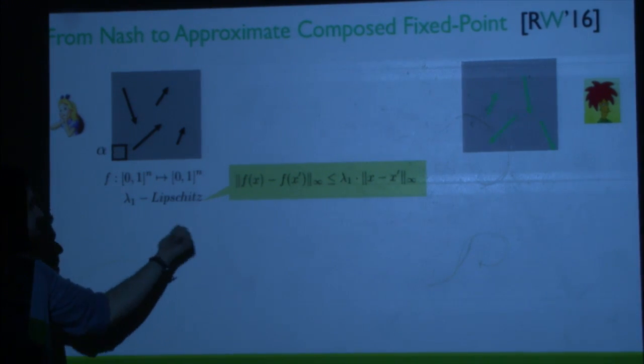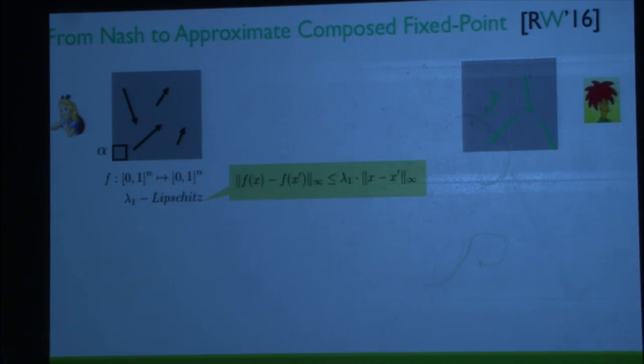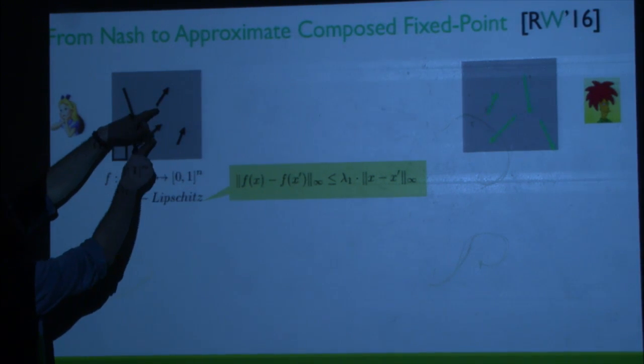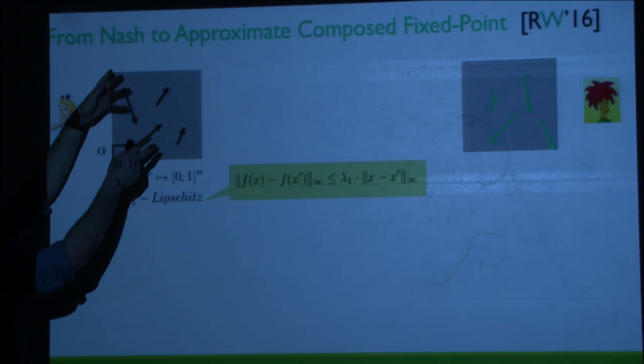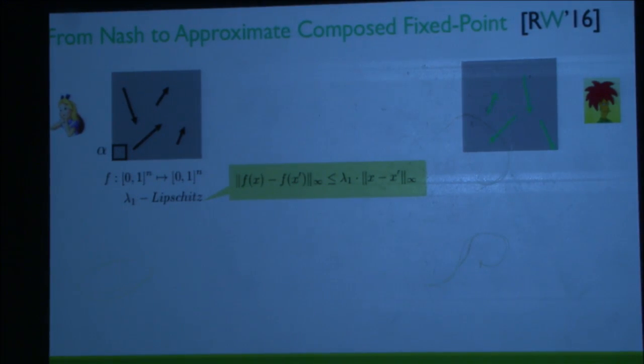So it's a lambda 1 Lipschitz function, which means that in the L infinity sense, in the max norm sense, the distance between any neighboring points, right? The distance between their images is proportional to the distance between the original points.